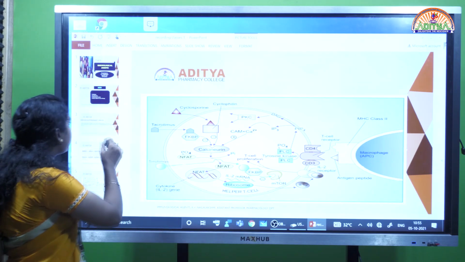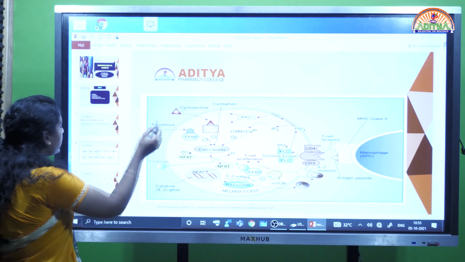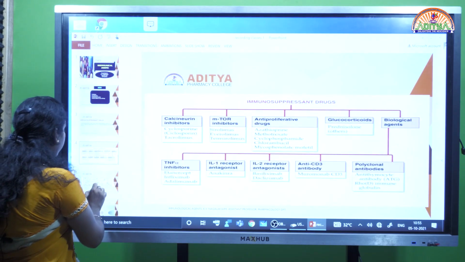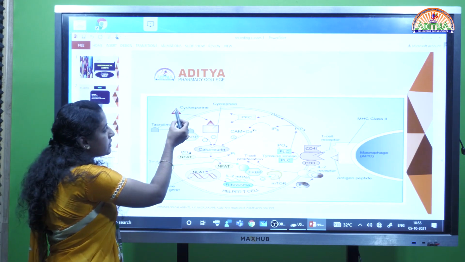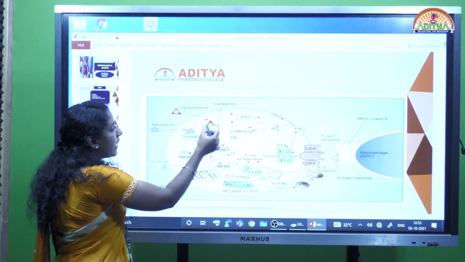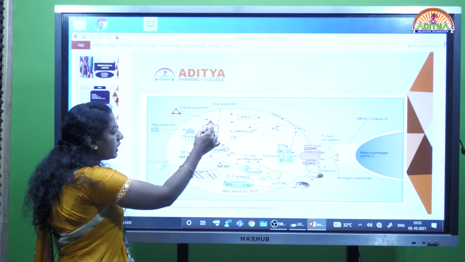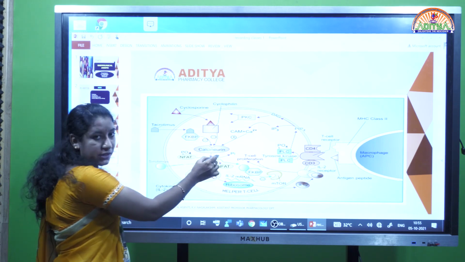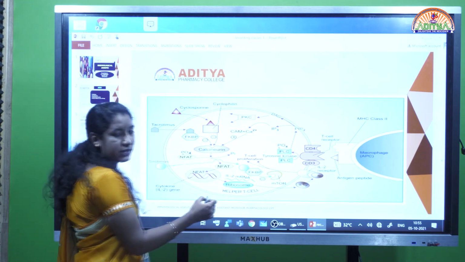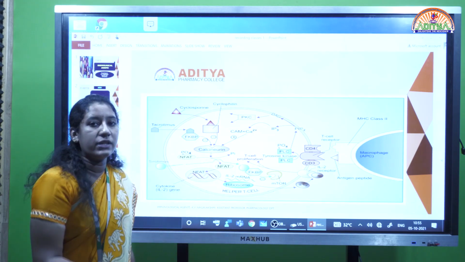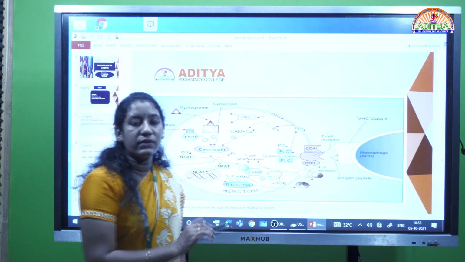So our drugs, the first class of drugs, are calcineurin inhibitors, like cyclosporin. See, this cyclosporin will bind with the cyclophilin, which is the intracellular protein, and inhibit the activation of calcineurin. So if the calcineurin is inhibited, there will be no further steps, and there will be no proliferation of T cells and no immune responses will be produced.